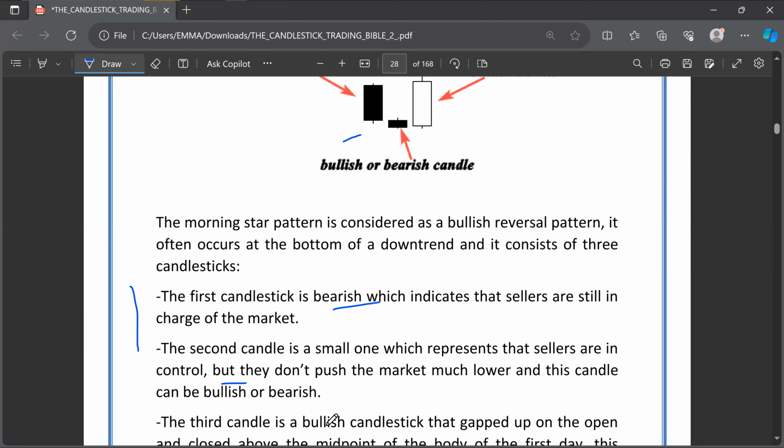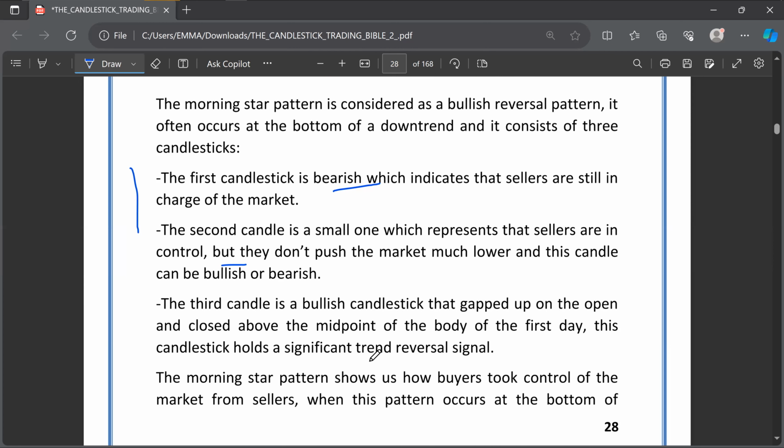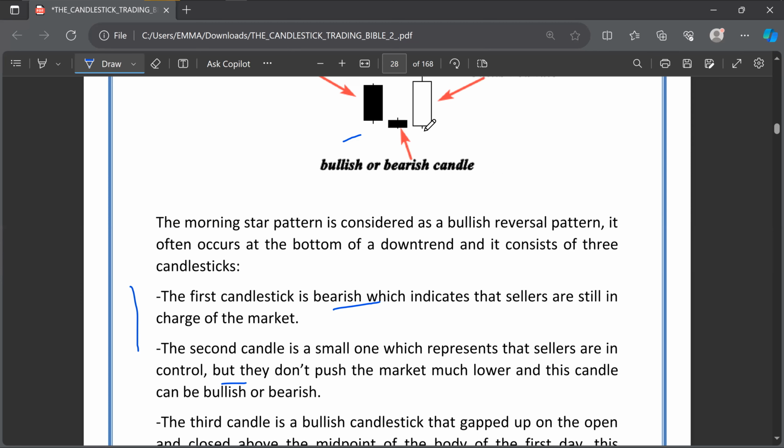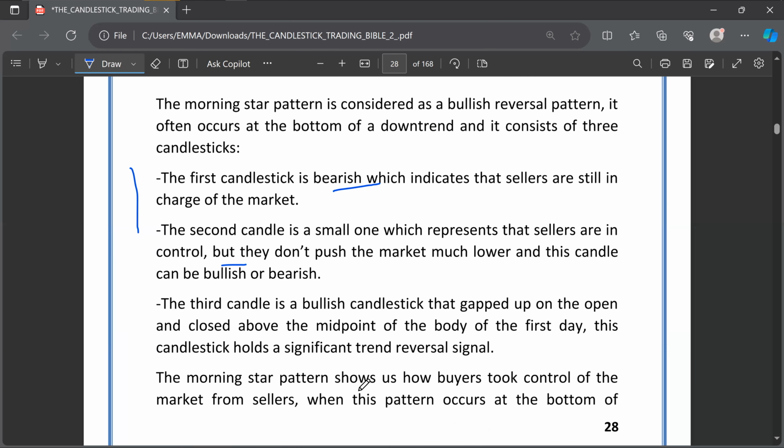Then we move to the third candlestick, which is the last one, and that one must be a bullish candlestick, because the name of the bullish candlestick pattern, morning star, was taken from the last candlestick. So you just have to take note of this. The first one must be bearish. The second one can be any type of candlestick. Then the last one must be bullish. So that is it.